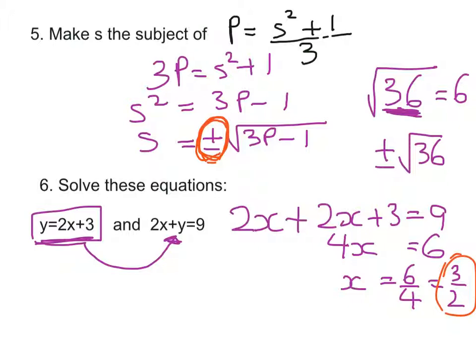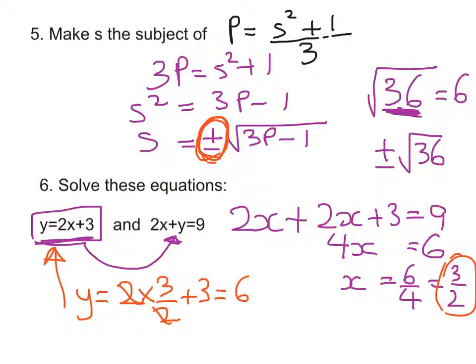Now, last thing we need to do that some of you forgot is that we need a y value. So we need to shove it back in there, and we get y is equal to 2 times 3 over 2 plus 3, which equals 6. Now we can check that with our second equation. I'm running out of space, so I'll just do that out loud. So I've got 2 times 3 over 2, which gives me 3, and 6 more does in fact give me 9. So the answer is x is 3 over 2 and y equals 6.